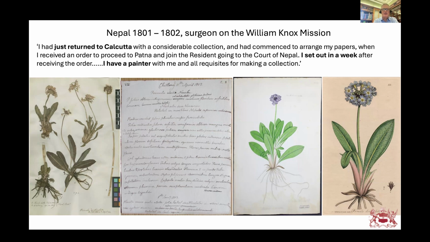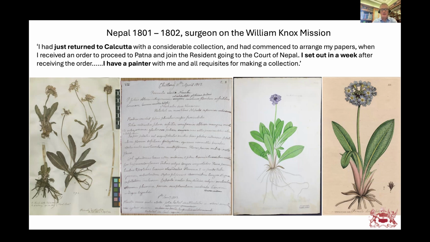He got to Kolkata, but within a week or so had to set off to join William Knox in Patna, ready to go to Nepal. And so it's pretty much almost certain that the painter he had with him from the Mysore times was the same one that he took with him into Nepal, and so that would be Haludar.